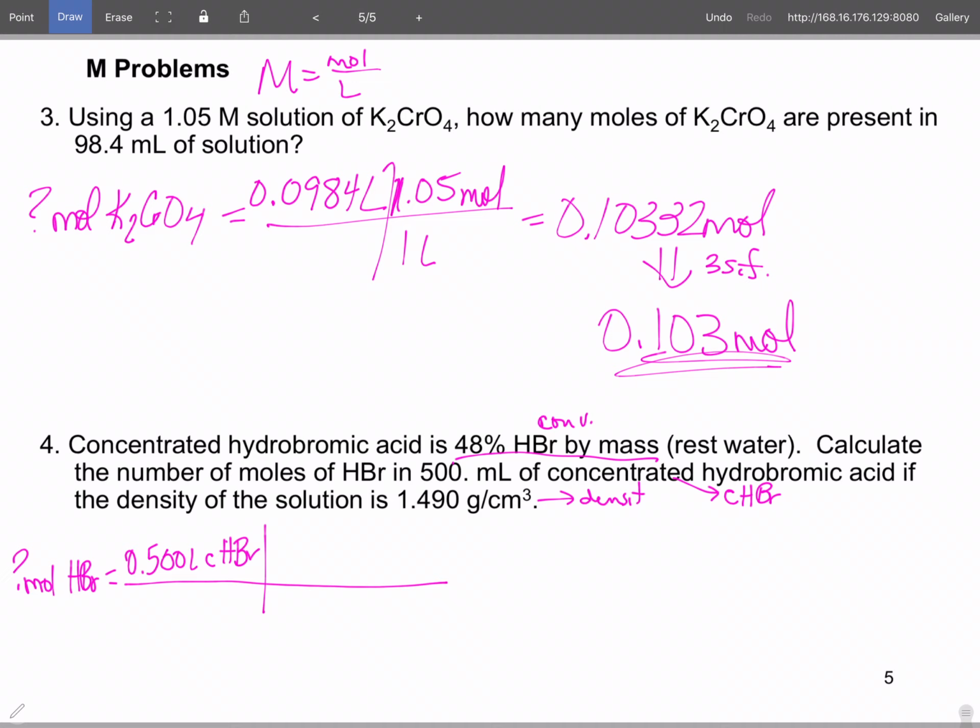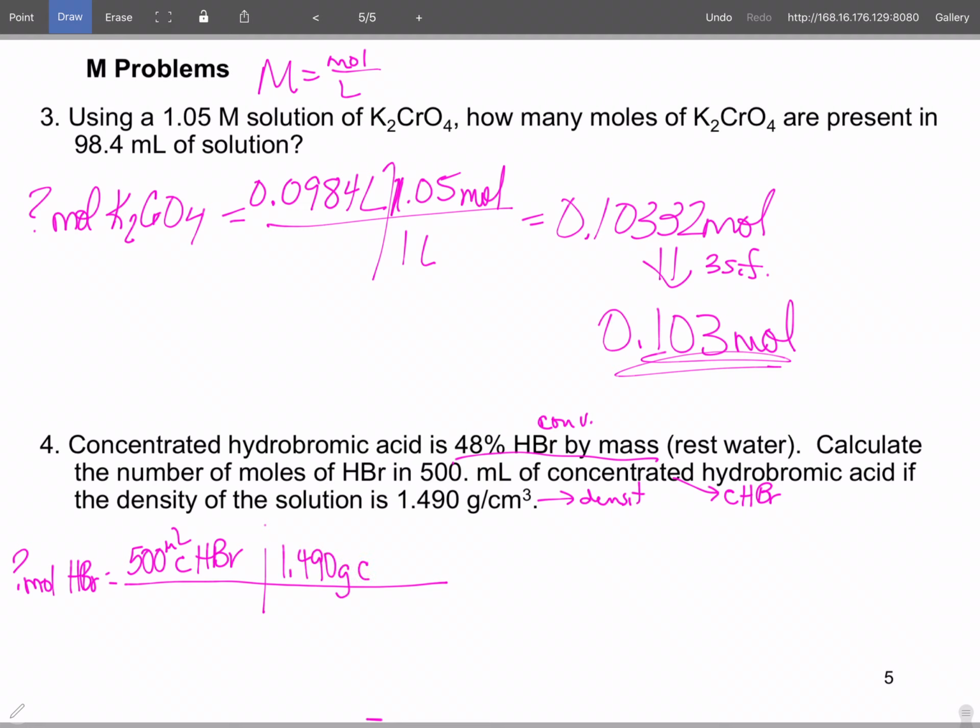We don't have a molarity, so we can't use that. So we've got to get to moles. In order to get to moles, we have to have the grams. So we've got to get from milliliters to grams. So wait a minute, I'm going to have to use the density, which is per milliliter. So I'm not using molarity. So let me go back and erase this. I have an eraser. Yay. And we're going to use 500 milliliters of concentrated HBr.